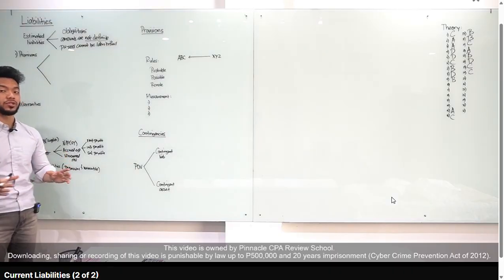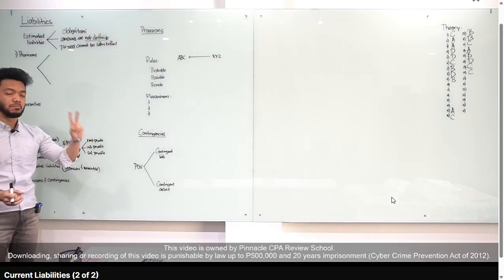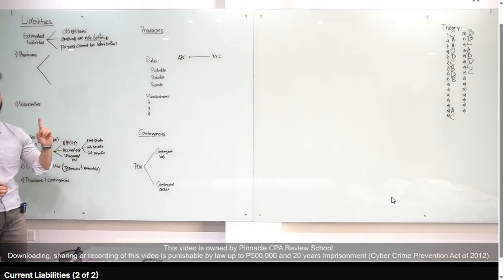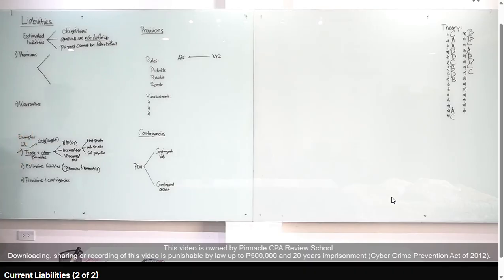Ano nga ba ulit, class, yung recognition criteria for liabilities? Probable and measurable. Lagi yung tatandaan yung two words na yan. Probable, measurable. Now, we have two examples of estimated liabilities. Premiums and warranties. Let's start with premiums.